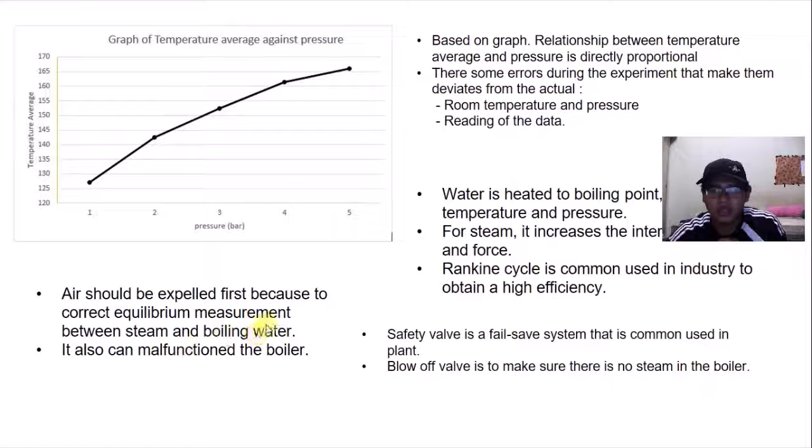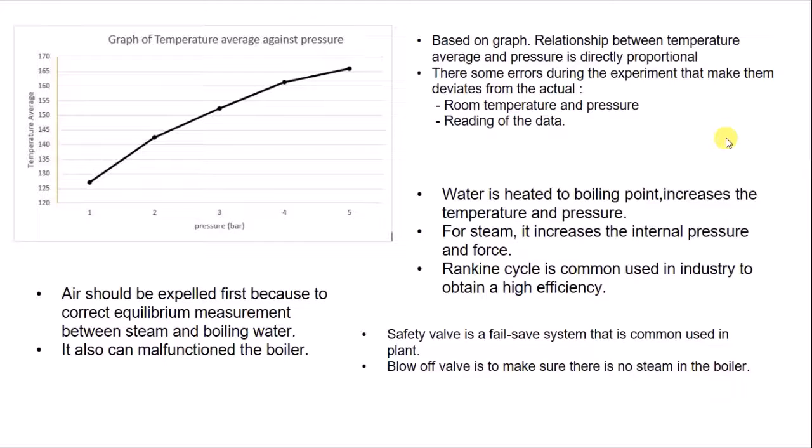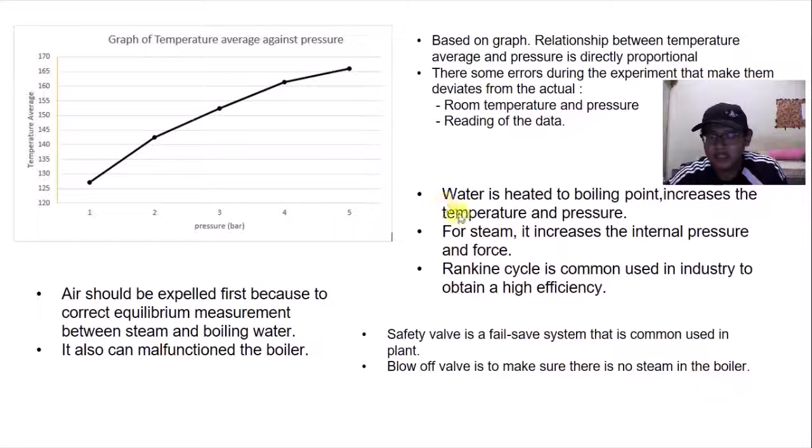Okay, and the air should be expelled first because it is to correct the equilibrium measurement between the steam and the boiling water, and it can also cause the boiler to malfunction and we can get the wrong data. And then for the water properties, it is heated to boiling point to increase the temperature and pressure. For steam, it increases the internal pressure and force.